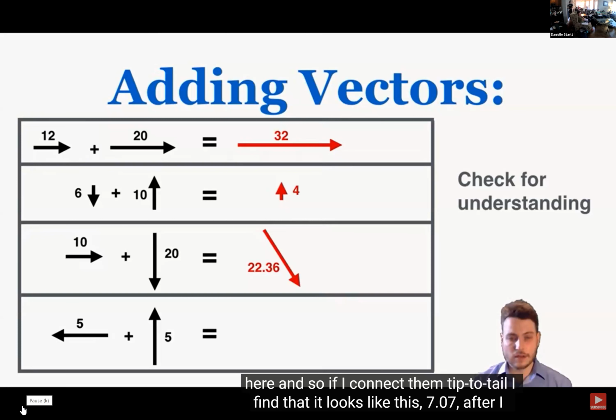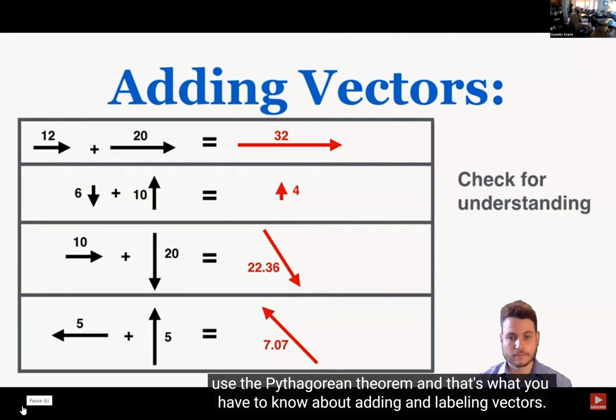Finally, I have these two down here, and if I connect them tip to tail, I find that it looks like this, 7.07 after I use the Pythagorean theorem. And that's what you have to know about adding and labeling vectors.